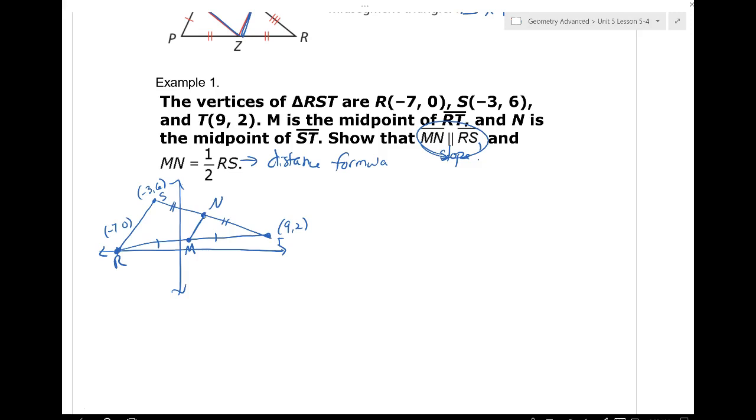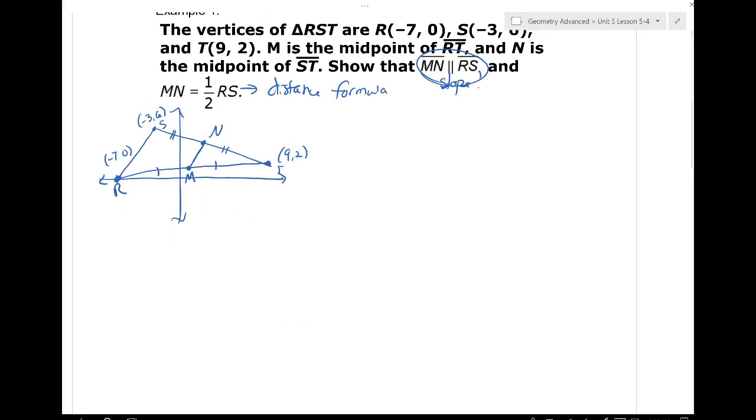Midpoint formula. If I know it's the midpoint of a line segment, can't I use the midpoint formula? So I got to use midpoint formula before I can do anything. How cruel, right? So we have to use the midpoint formula. So let's find it. So let's use the midpoint formula. And let's find point M first.